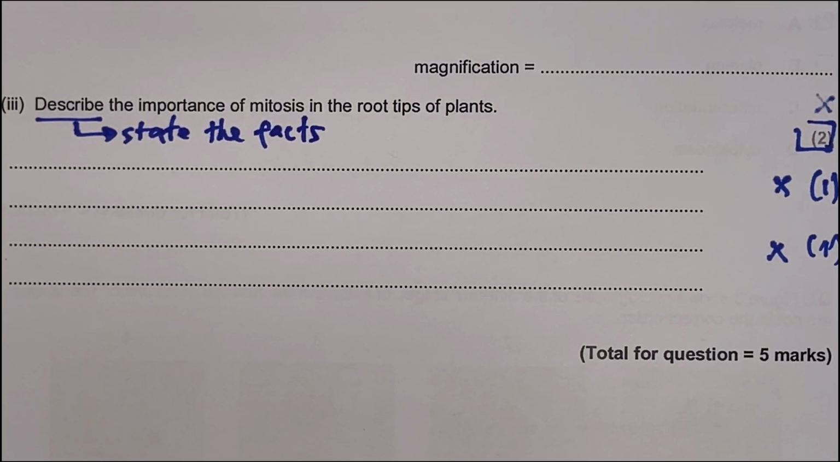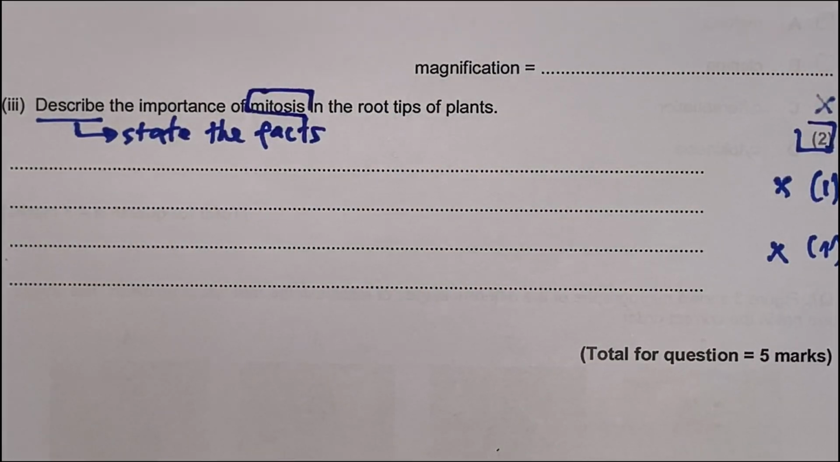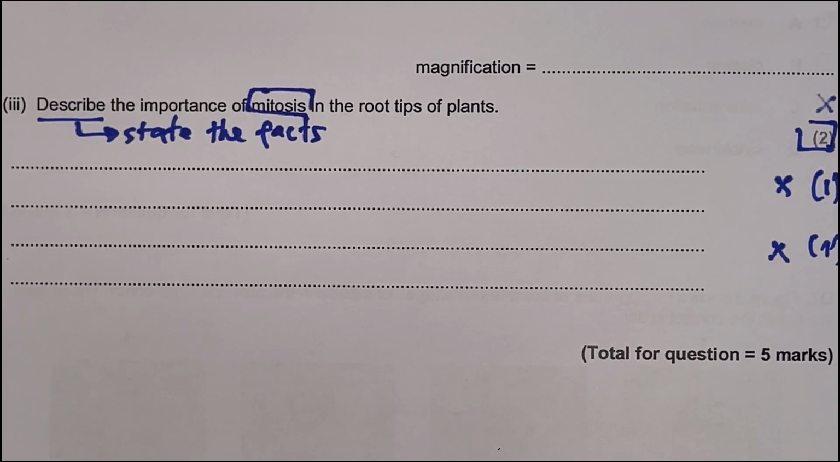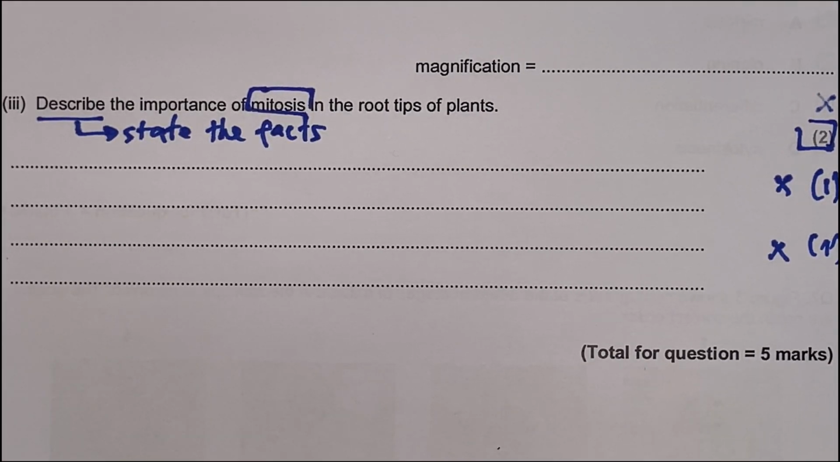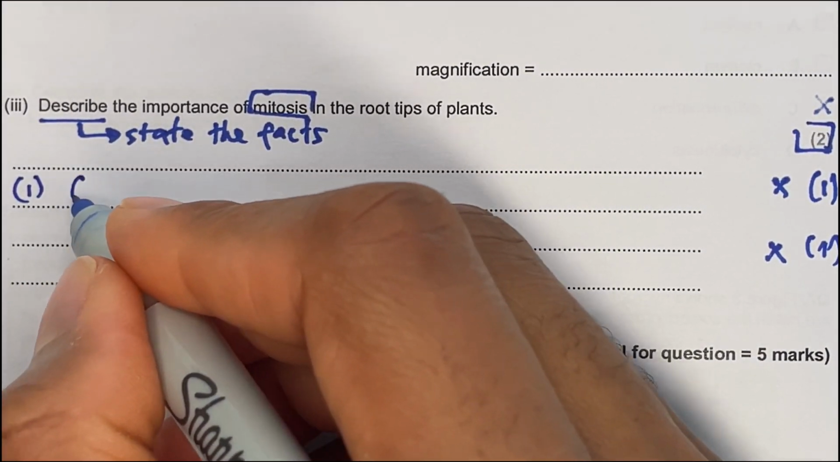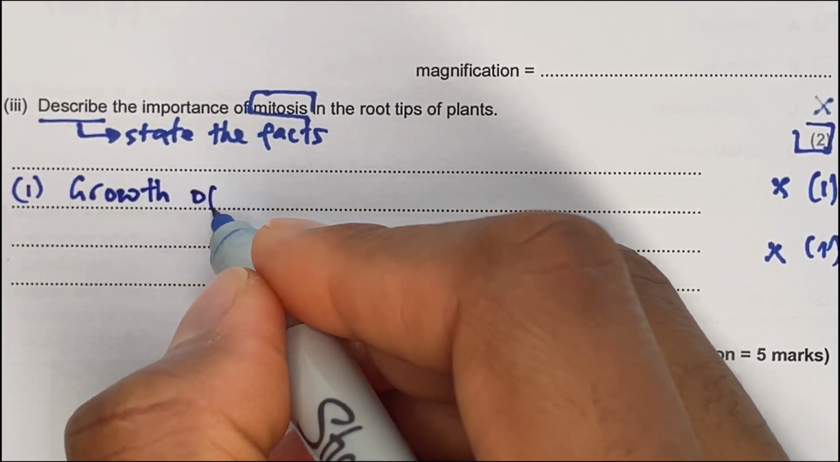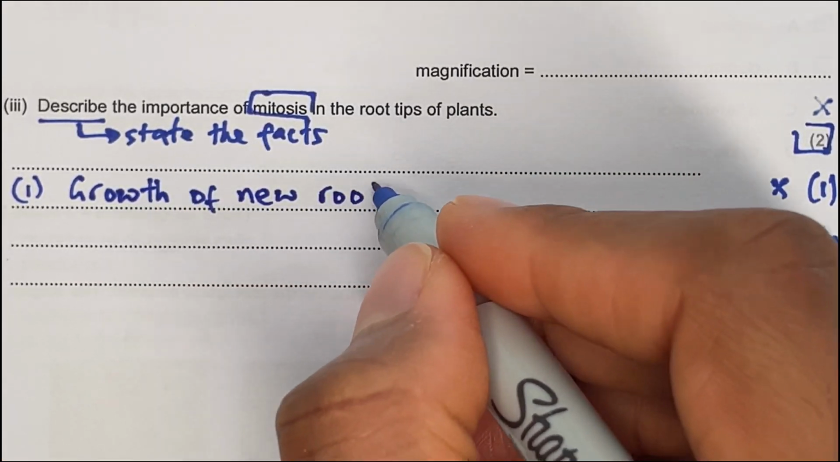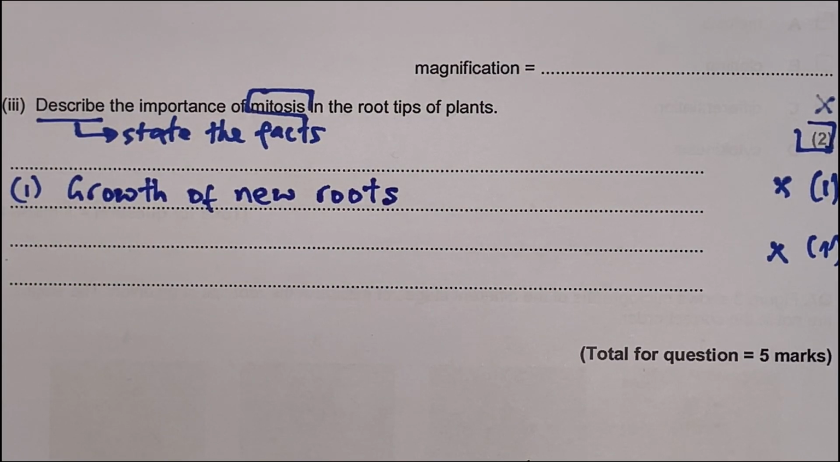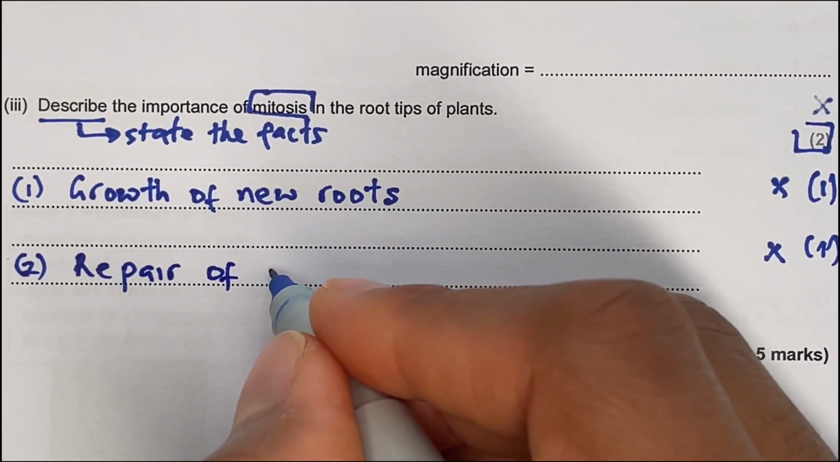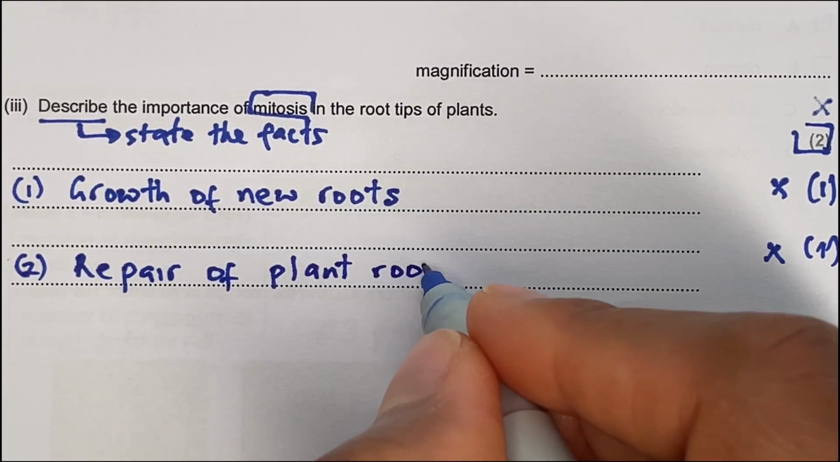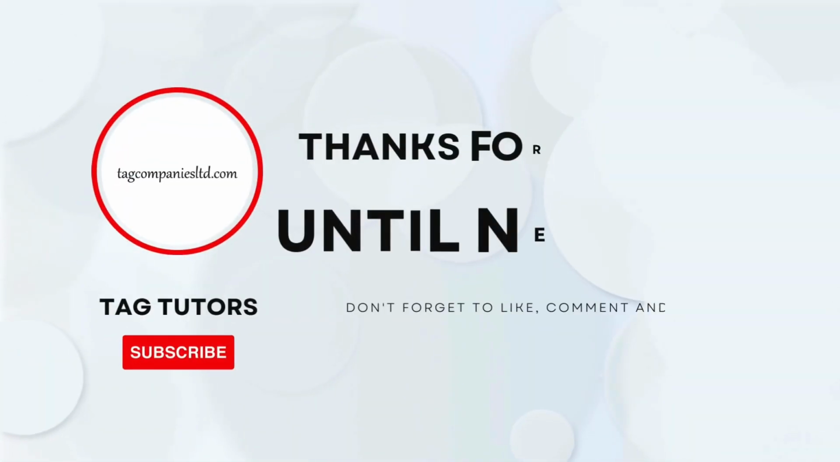What do I know about mitosis? Why is it important? I can remember from what I was taught that mitosis is important for cell growth and cell repair. So I have to make 2 points that I already know, growth and repair. So my first point will be growth of new roots. That's 1. 2, repair of plant roots.